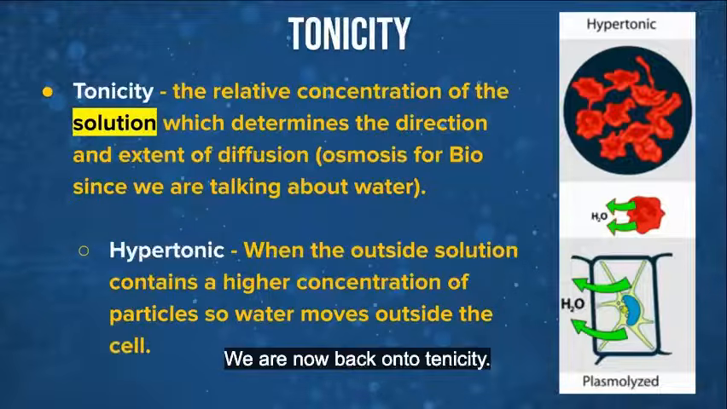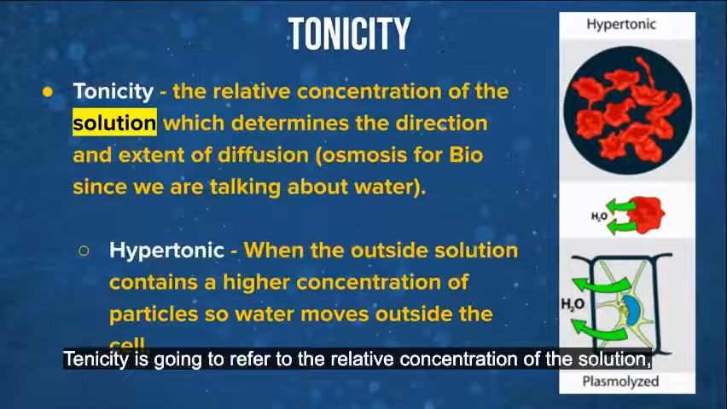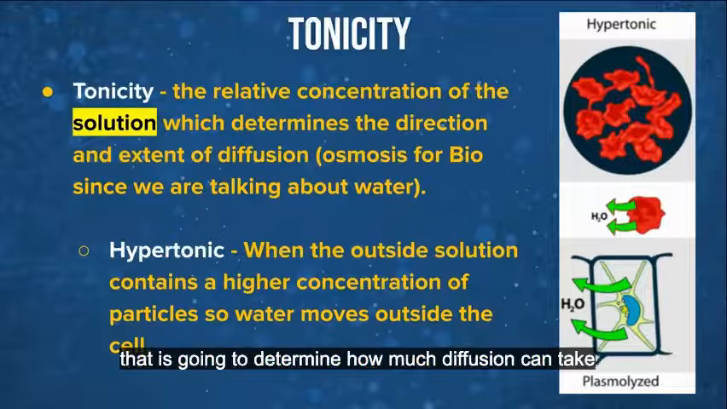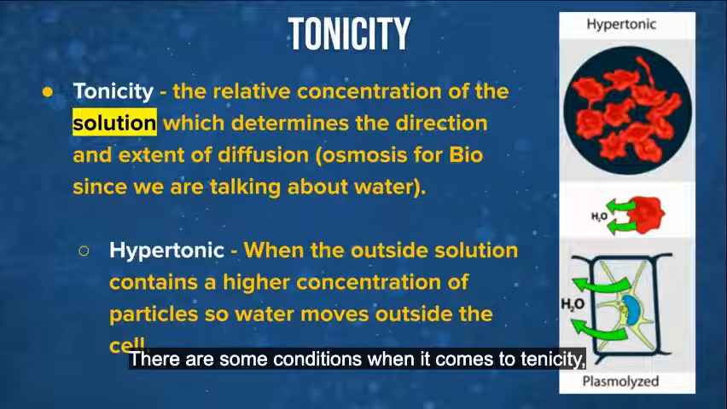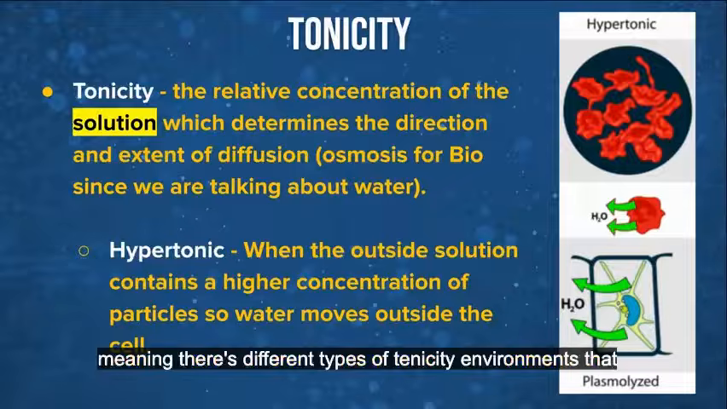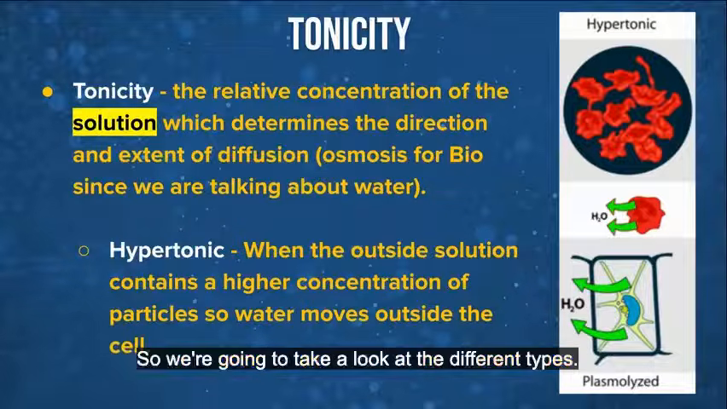We are now back on to tonicity. Tonicity is going to refer to the relative concentration of the solution. That is going to determine how much diffusion can take place, or osmosis if we are talking about water. There are some conditions when it comes to tonicity, meaning there are different types of tonicity environments that can occur. So we're going to take a look at the different types.